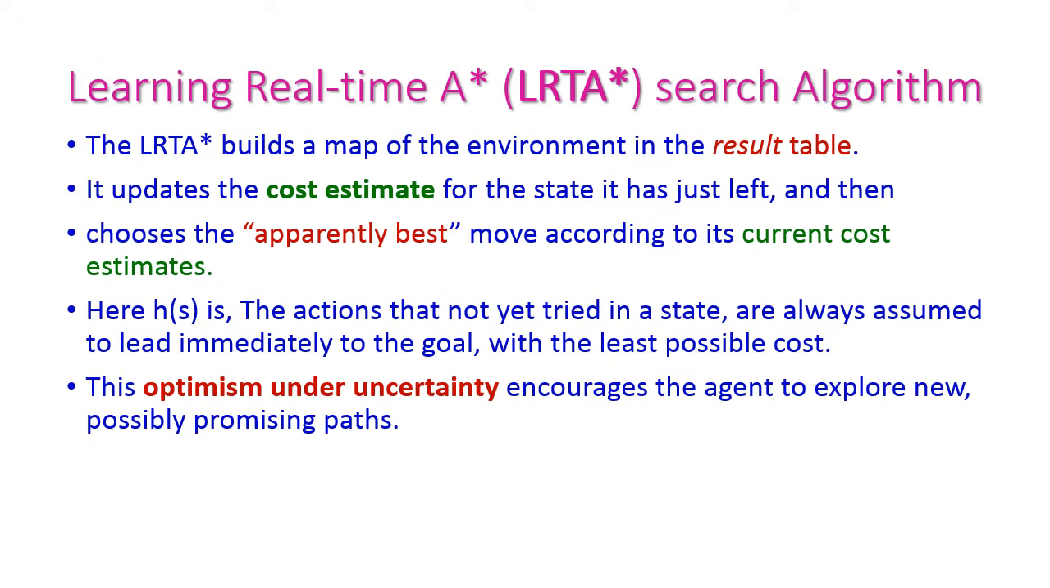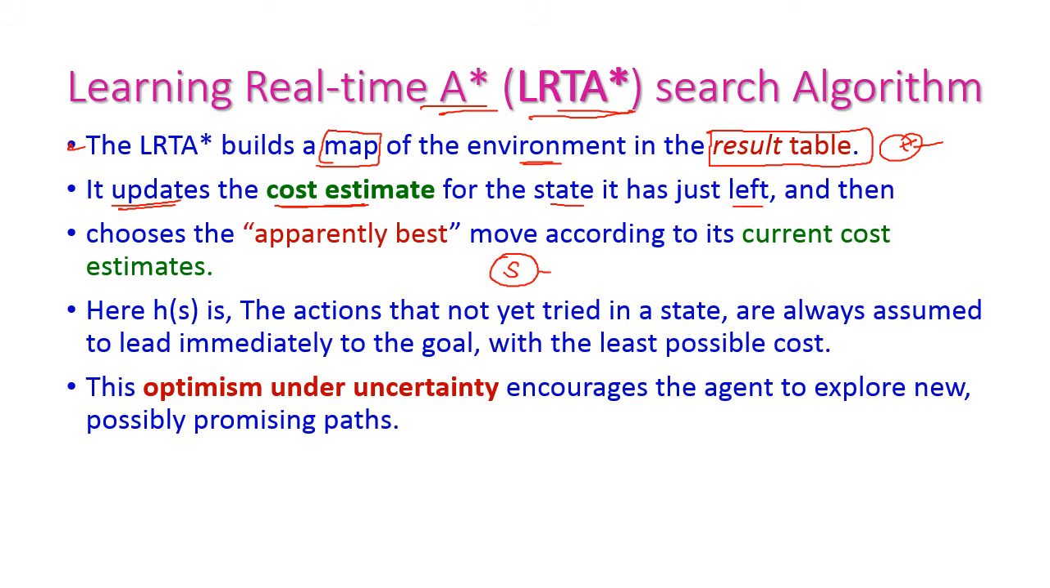Learning real-time A-star search algorithm, that is the LRTA* search algorithm. This algorithm builds a map of the environment in the result table. Here it updates the cost estimate for the state it just left. For example, currently the agent is in state s and it will perform some action, that is a random action, to reach state s dash. Once it reaches state s dash, then it updates the cost estimate of the previous state, and this is denoted as h of s.